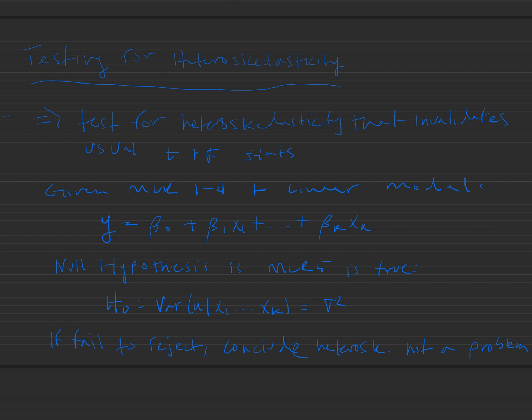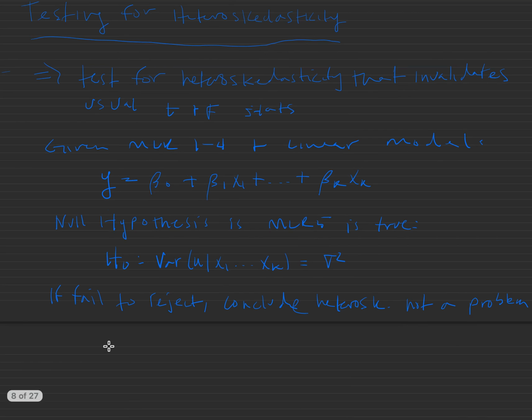So we are not accepting that the conditional variance demonstrates homoskedasticity. That is because we are only failing to reject the null hypothesis. We're only failing to reject that this hypothesis is not false. We are not proving that this null hypothesis is true. So we do not accept the null hypothesis. We only fail to reject the null hypothesis. So we conclude that heteroskedasticity is not a problem, not that we have homoskedasticity in the data.